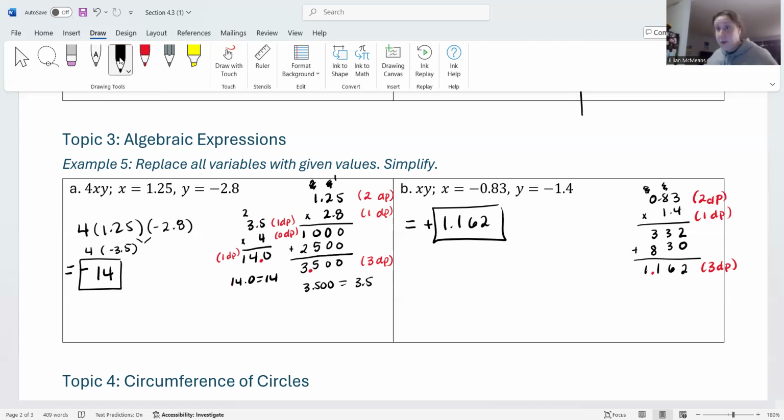And that's it. So we've done this quite a few times now between whole numbers or integers, decimals, and fractions. So evaluating algebraic expressions, just rewrite the expression, replacing the variables with the given values, and then simplify.